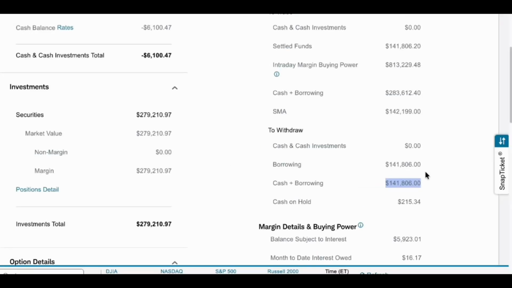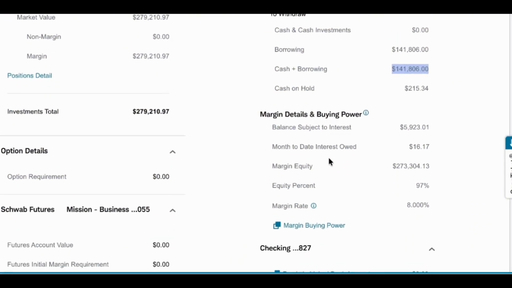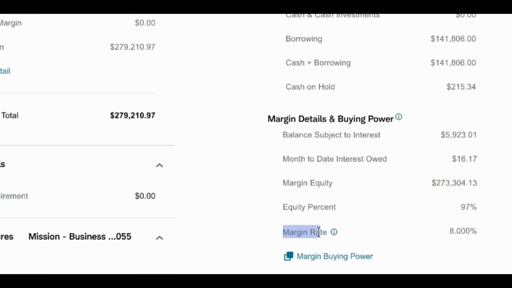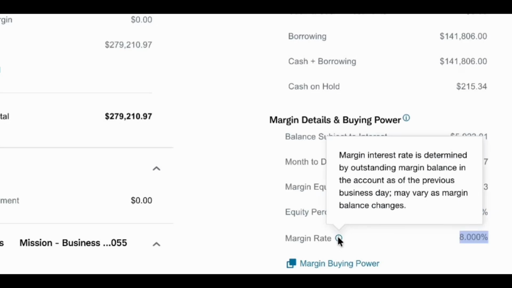What are the margin details with regards to being able to borrow against my assets that my broker is offering me? The first thing you want to look at is the maintenance requirement and the margin rate. The margin rate here is specifically showing 8%. So every time I have margin debt, I'm incurring interest on a daily basis, and this is going to be a margin rate of 8%.